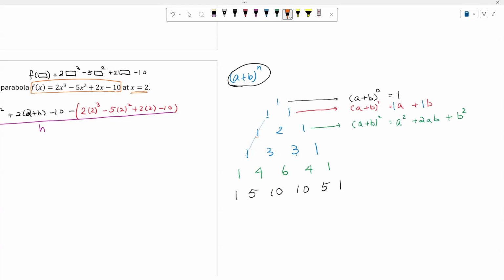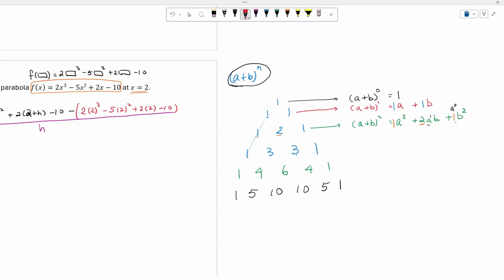And check it out. The coefficient of a squared is 1. The coefficient of the term ab, the middle term, is 2. And this is 1 b squared. And look at the pattern. We start with a squared, and then the next term is a to the power 1. And then in this one, it seems that a disappears, right? But actually you have the term a to the power 0, because a to the power 0 is 1, so we didn't write it out.